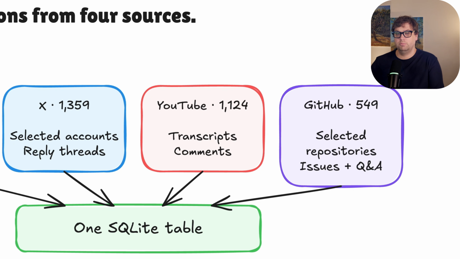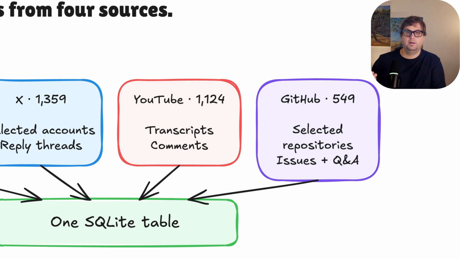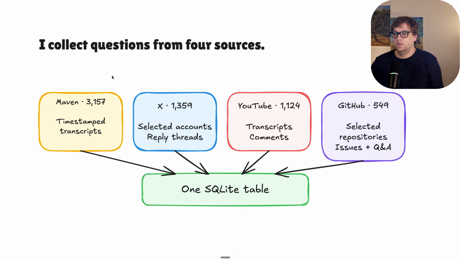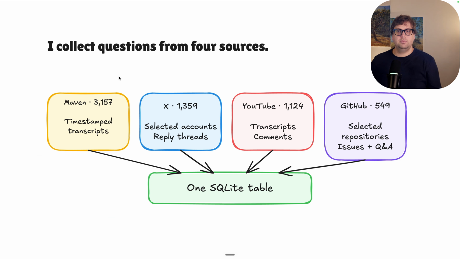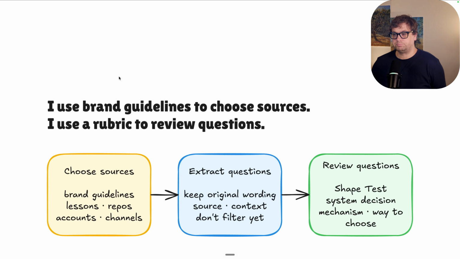In YouTube, I'm doing similar to Maven. I've got transcripts, but I've also got comments, so people can actually ask questions. And for GitHub, a lot of times issues and Q&A are really great sources of questions. Even if it's not a question, if it's a feature request, it speaks to something that people need. All of this gets put in one SQLite table, so I can look at all of them.